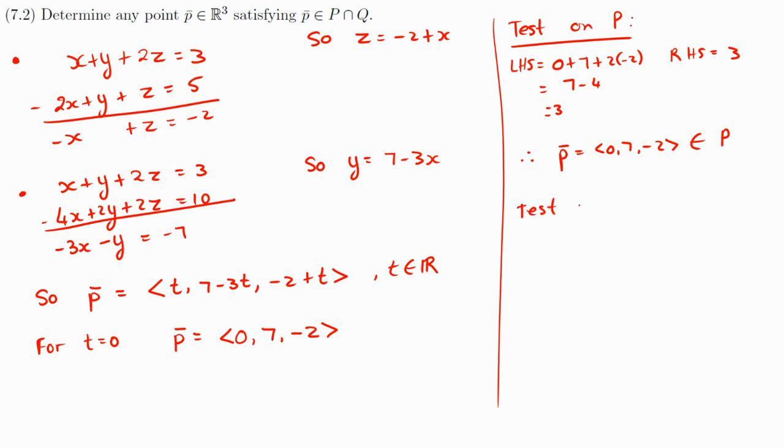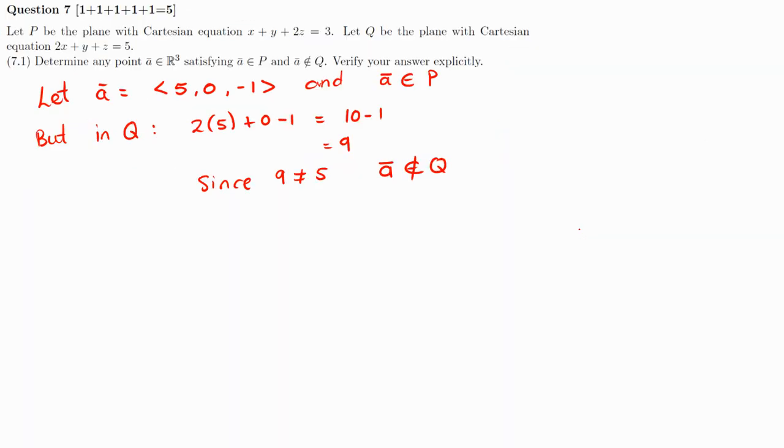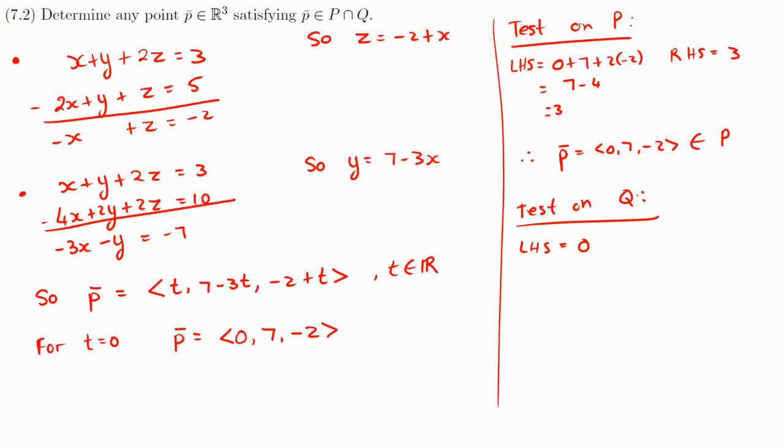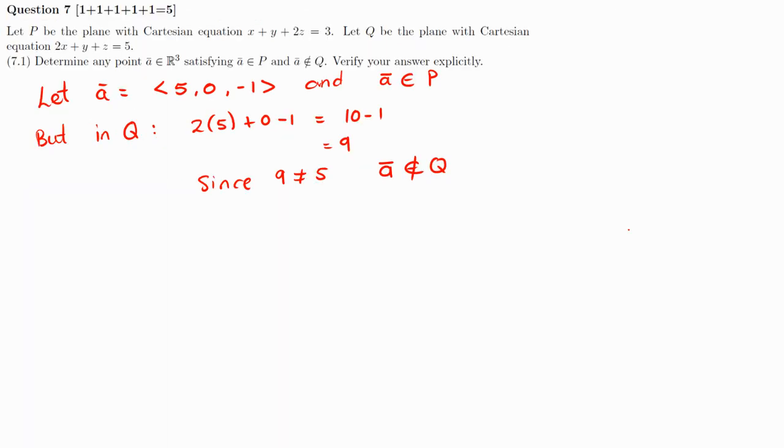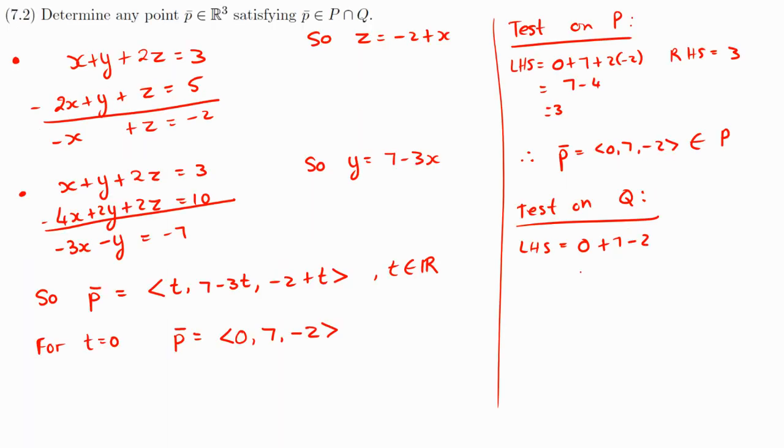So now let's test on Q. Let's see if it's actually on Q. The left hand side will be equal to 2 times x, which is 0, plus 7 plus minus 2. So it's just 5. And the right-hand side is also 5. Thus, P equal to (0, 7, minus 2) is also an element of Q. So this actually works.